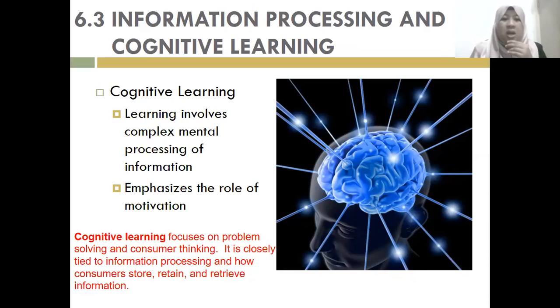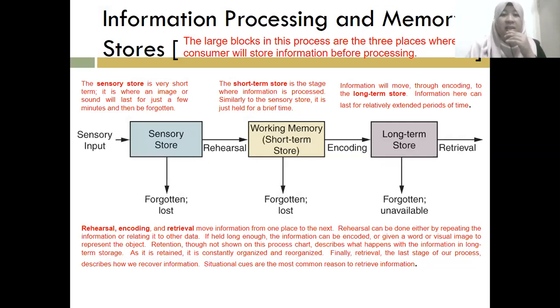So this is how they say it. Learning involves the complex mental process of information and emphasizes the role of motivation. As you can see in here, they have information processing and memory. They have large blocks in the process. They have three places where the consumer will store information before processing. So what are the three blocks? We have the sensory store, the working memory or short-term store, and then the long-term store.